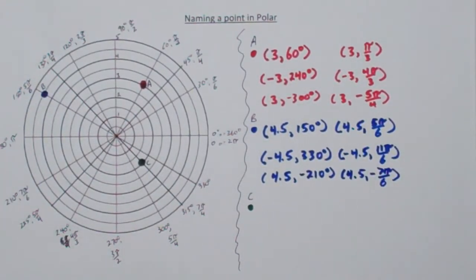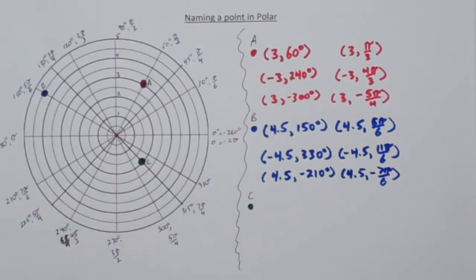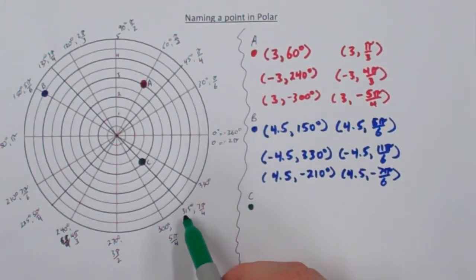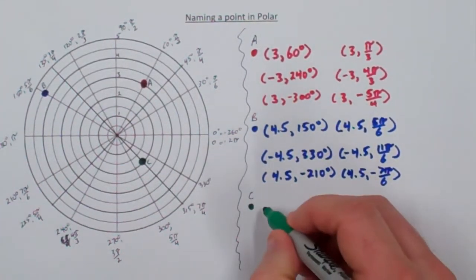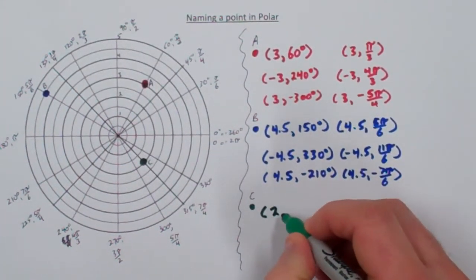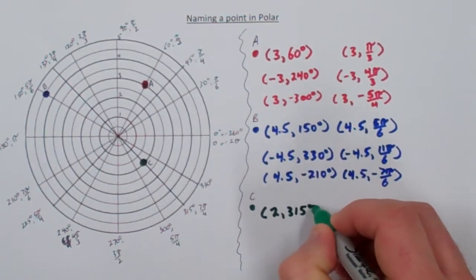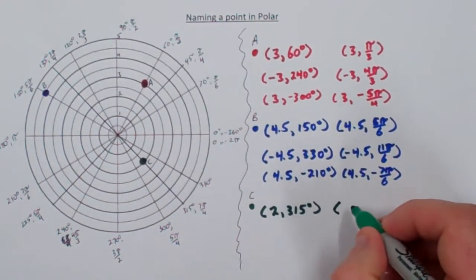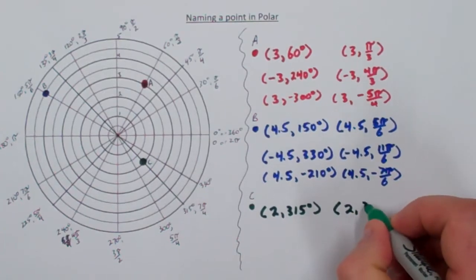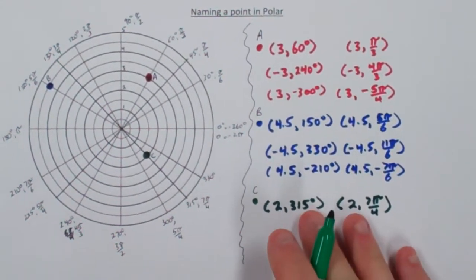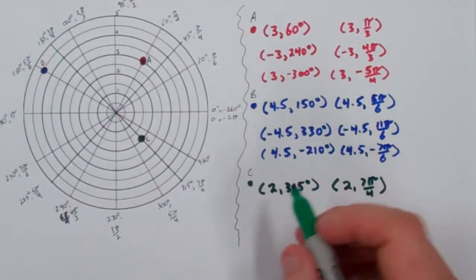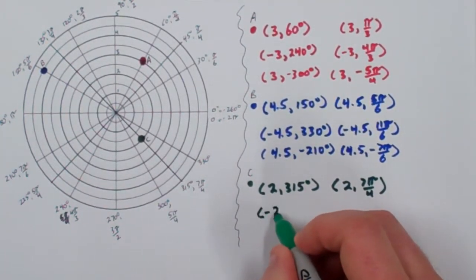One last one here so you can see how this works, and this will be point C. Point C is at 2 for the radius, and then 315. Its radian measure is going to be 7 pi over 4. And then I'll move this up just a little bit for you, and we could also label this with a negative radius.